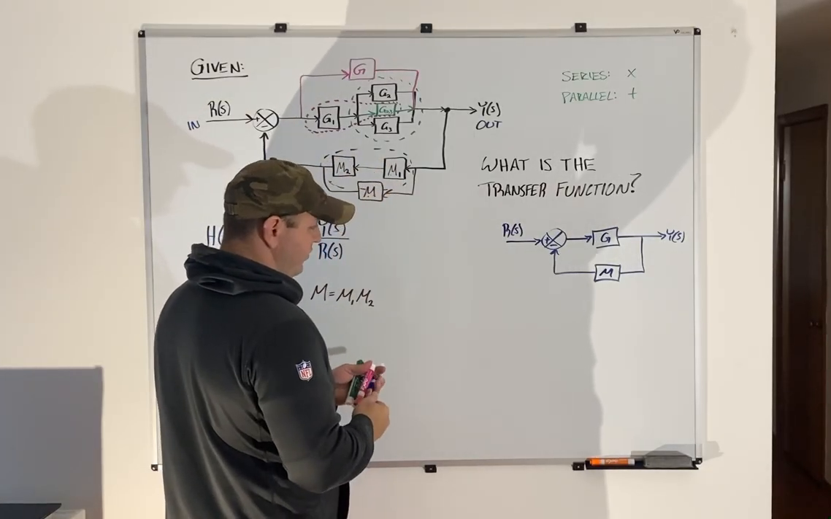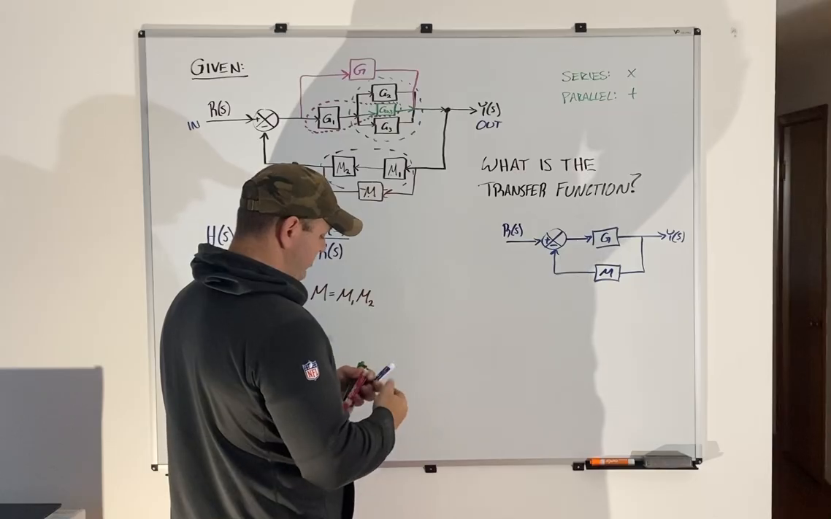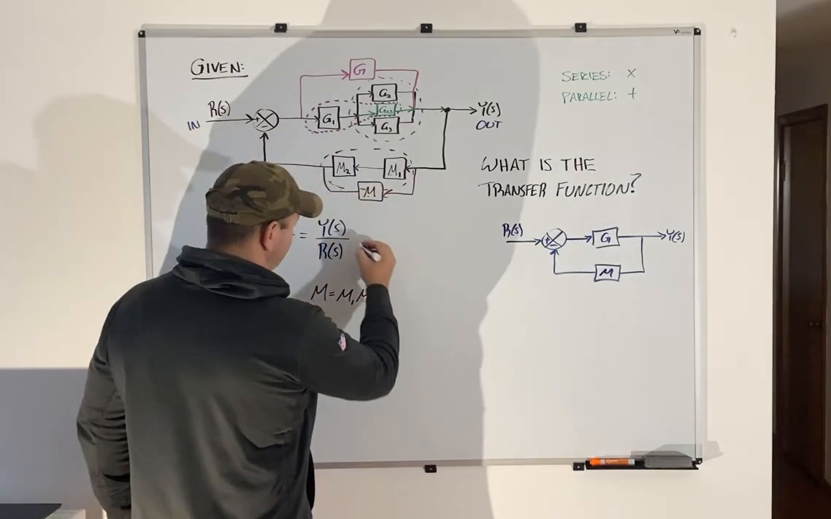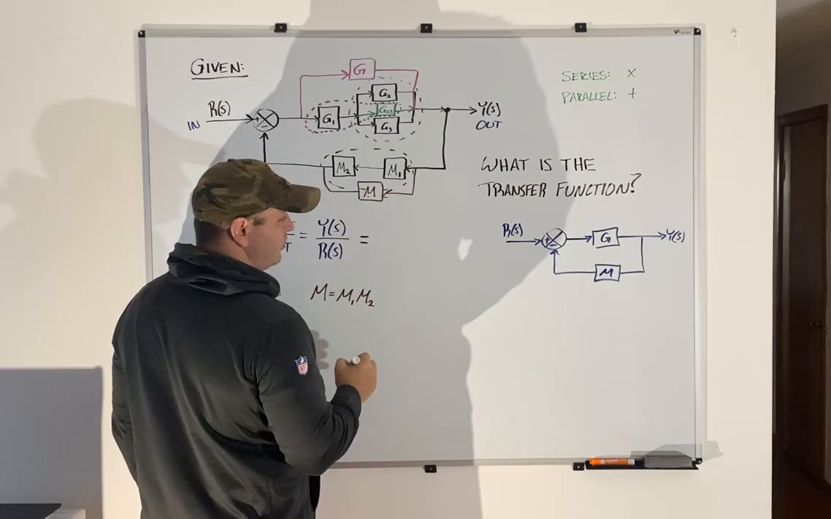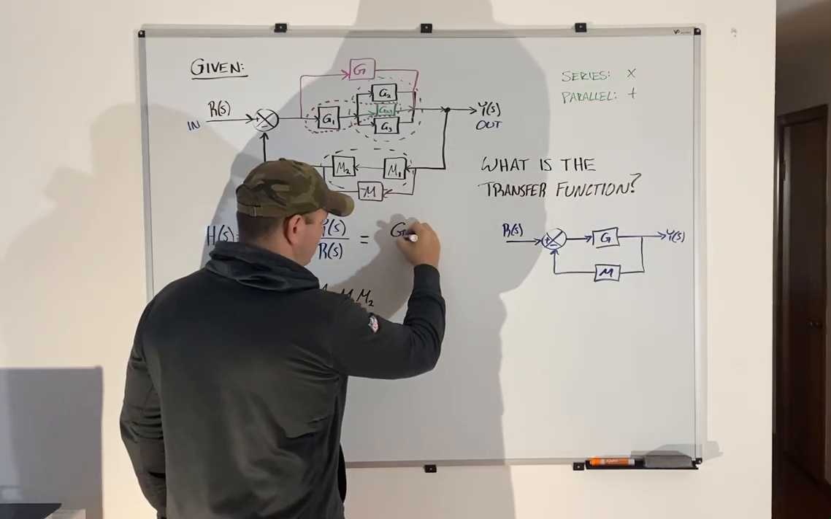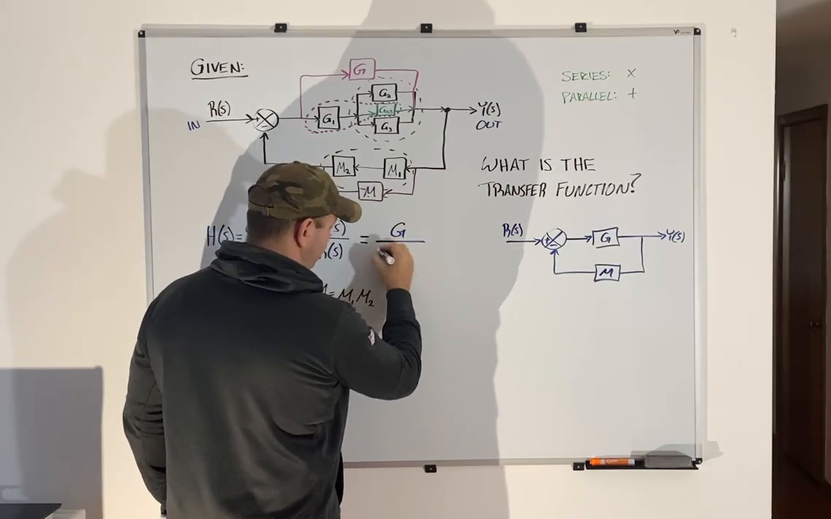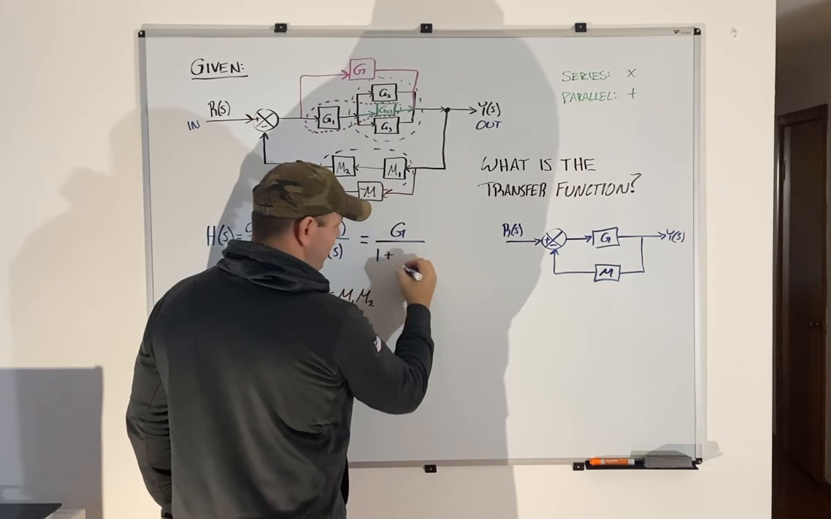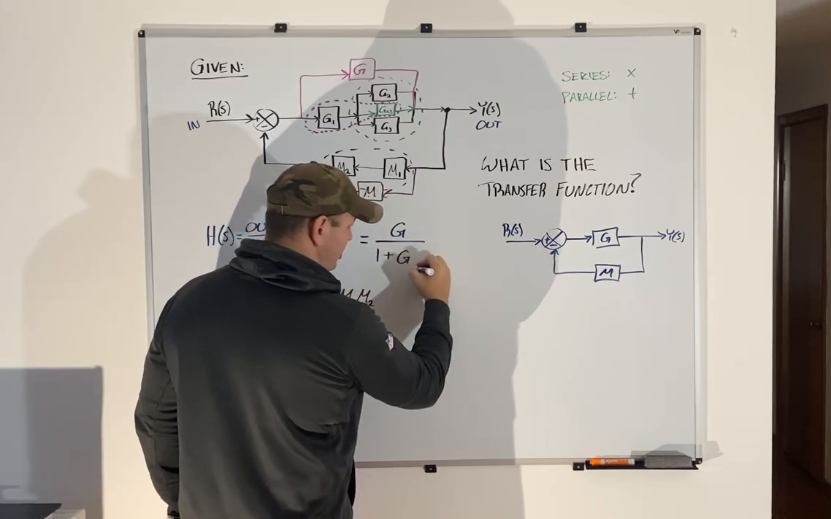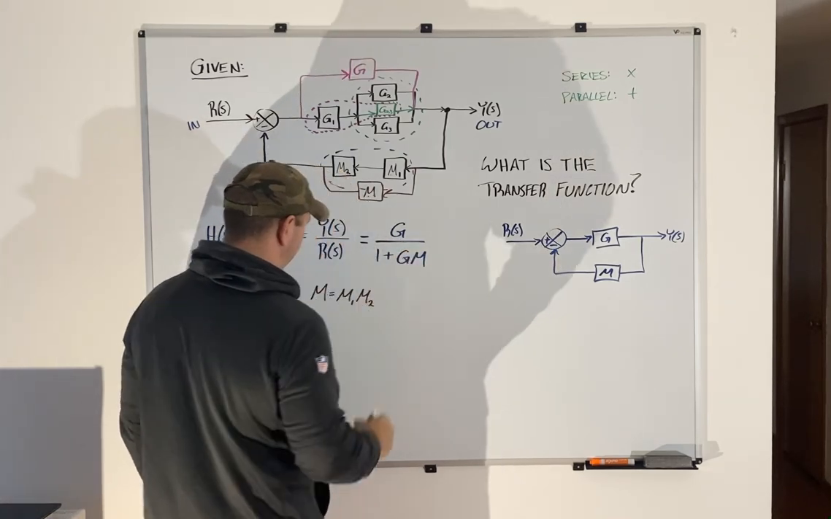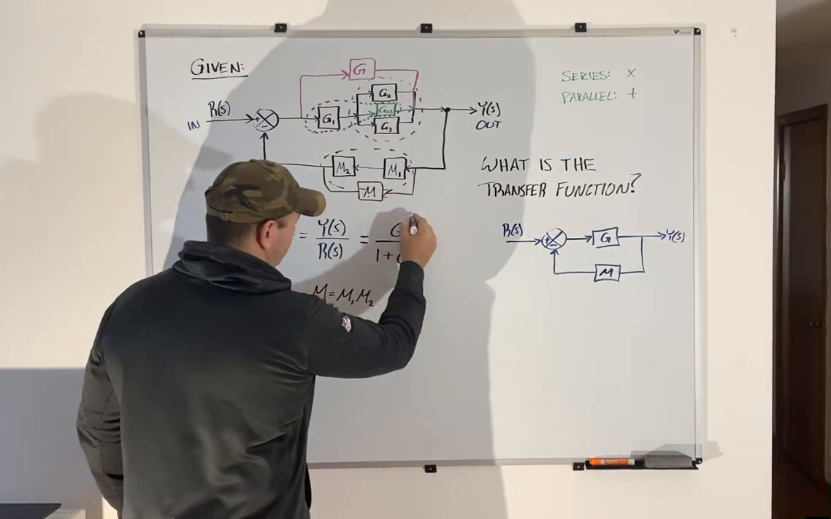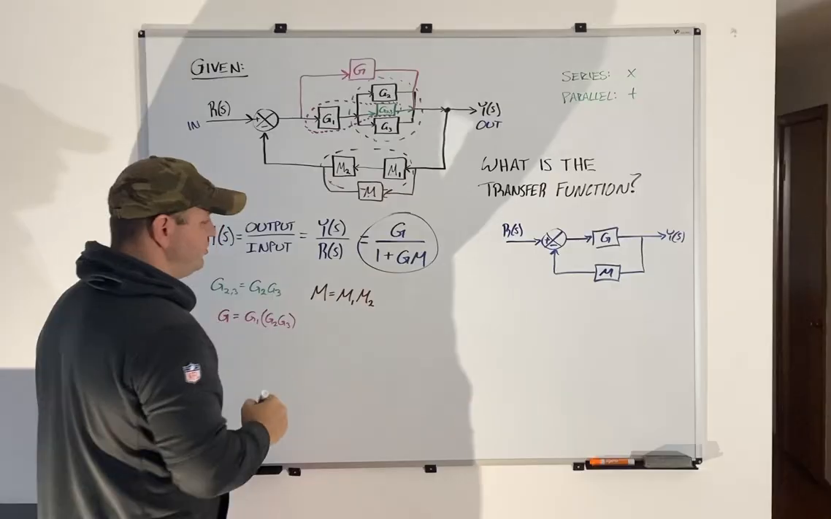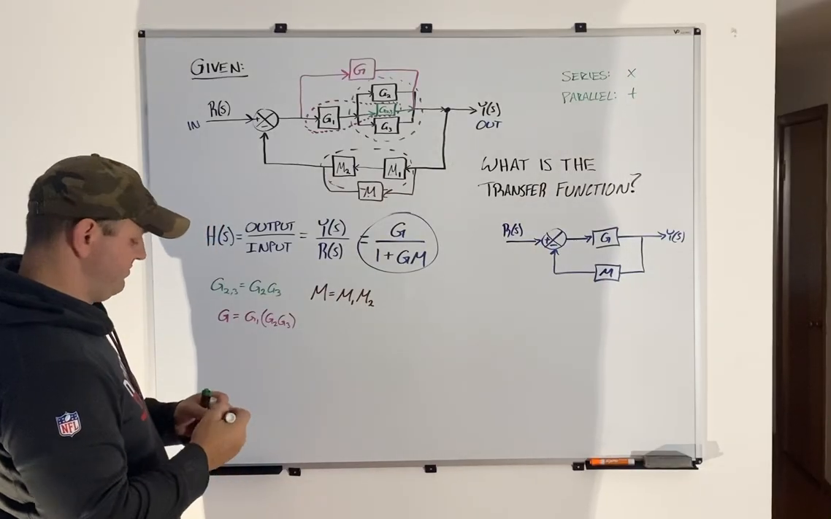And standard form for our negative feedback loop is going to be feed forward divided by 1 plus feed forward times feed backward. Here is the general form of my transfer function.